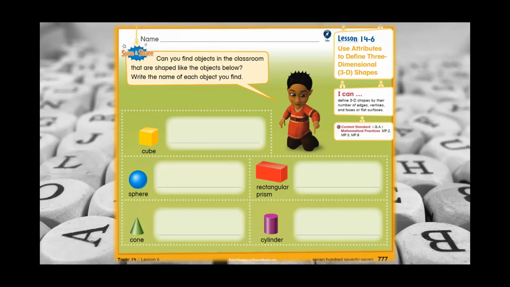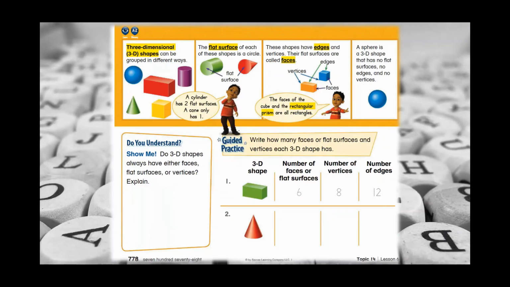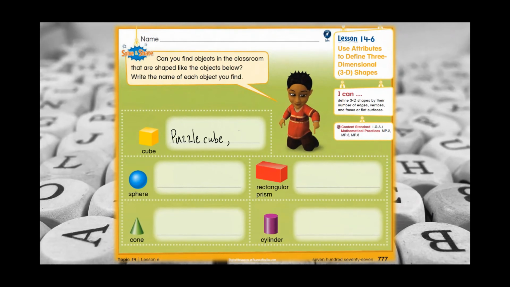So for cube, we took an example. What looks like a cube? You can write a puzzle cube. And what else does a cube look like? A cube that you use in ice. Sphere. What looks like a sphere? Ball, right? You can write any ball you want to write. So I'll write here a football.